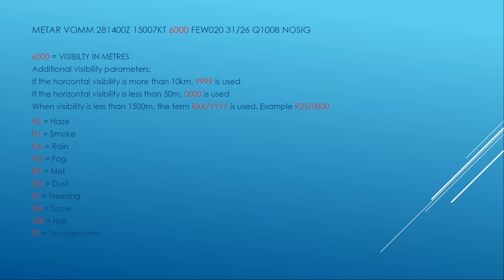Now some additional terms that you may encounter with visibility are HZ, which is haze, FU, which is smoke, RA is rain, FG is fog, BR is mist, DU is dust, FN is freezing, SN is snow, GR is hail, and TS is thunderstorm.